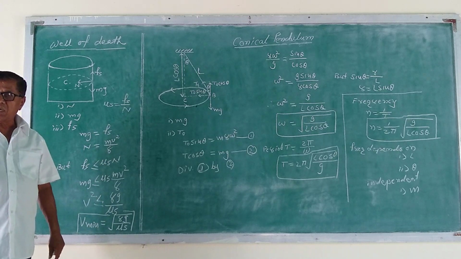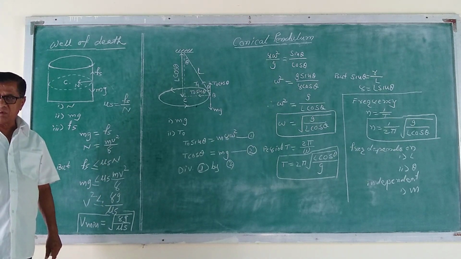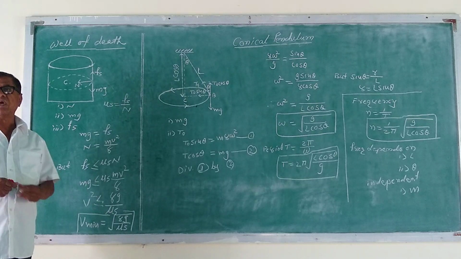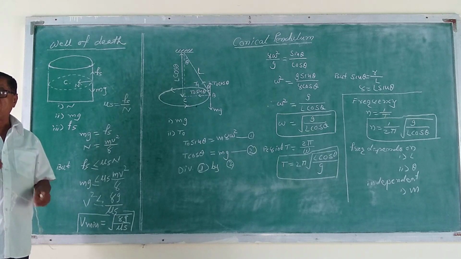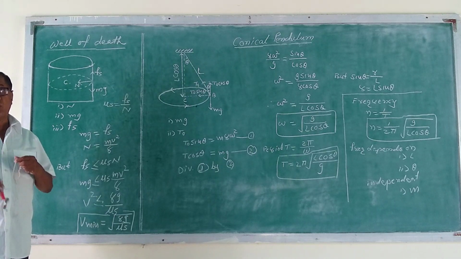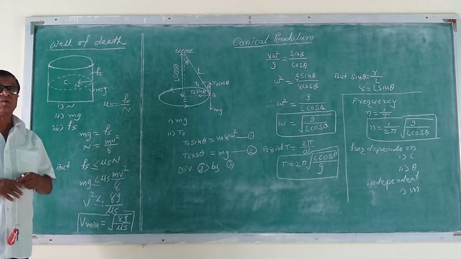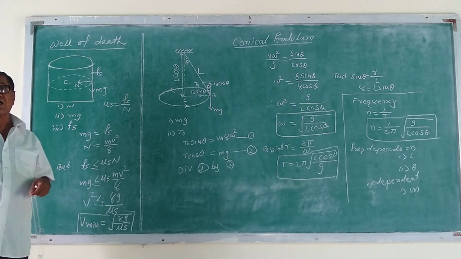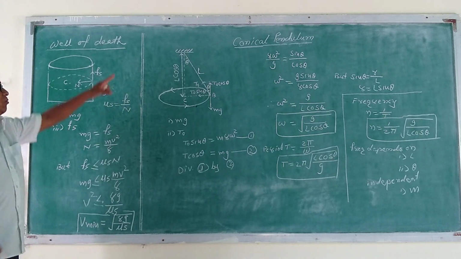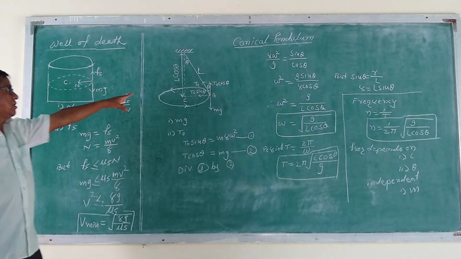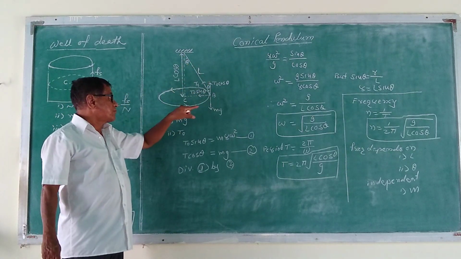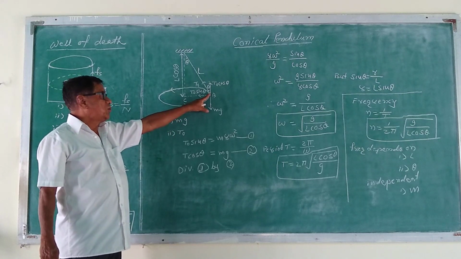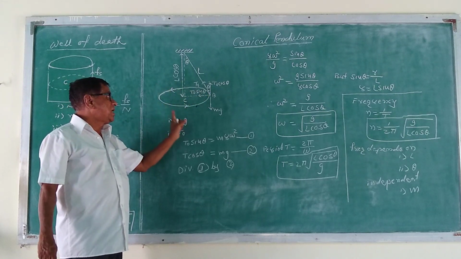Second is the conical pendulum: a spherical bob suspended by a weightless inextensible string from a rigid support, which is revolved in a horizontal circle, forming a cone-like structure. Here we have drawn this diagram. This is the length of the conical pendulum, L. Now at this position it is performing anticlockwise motion.